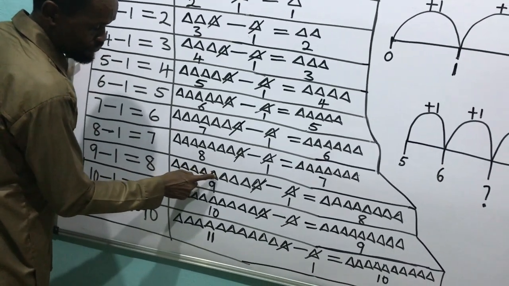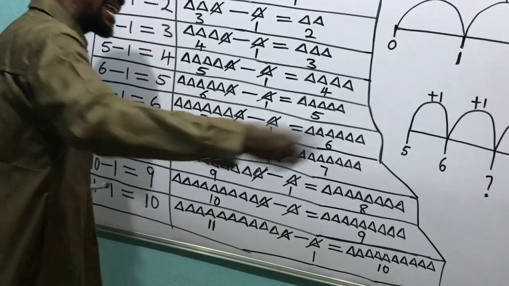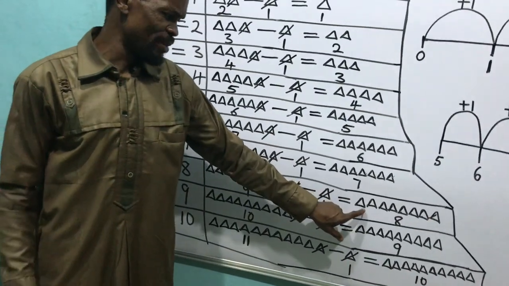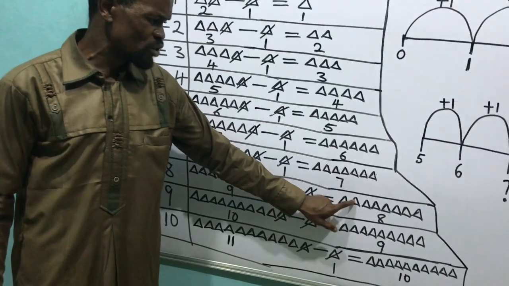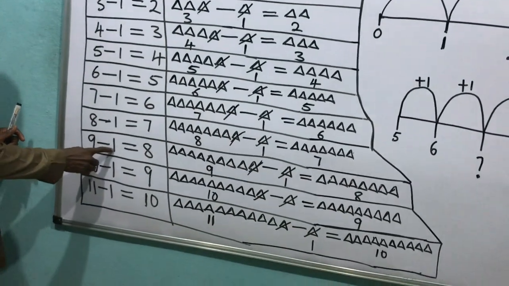1, 2, 3, 4, 5, 6, 7, 8. That's what will be left when I remove 1 triangle from the 9 triangles. And what will be left is what? 8. Can we count it here? 1, 2, 3, 4, 5, 6, 7, 8. And that implies that 9 minus 1 will give me what?